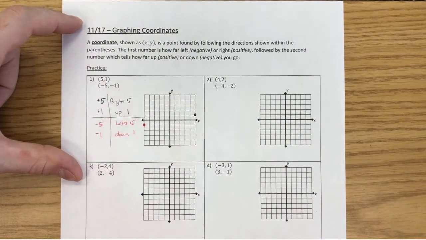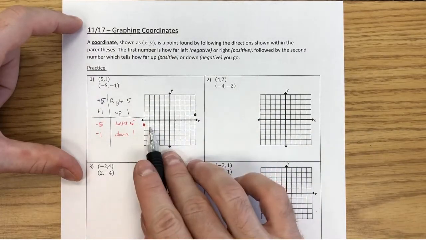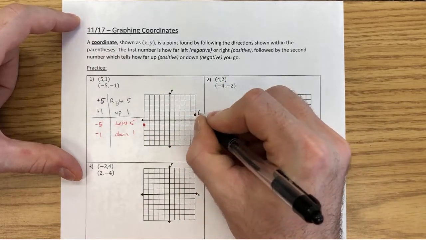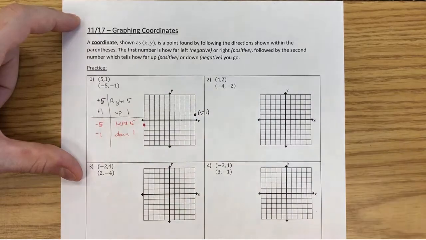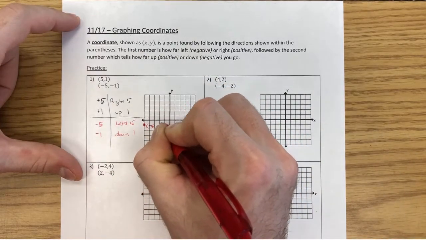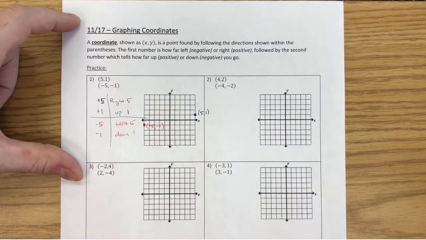Now, the only thing that we'll need to include, because I have more than one point on the graph, and whenever I have more than one of anything on a graph, I have to label it. So I'm going to label this one as (5, 1), and I'm going to label this one as (negative 5, negative 1). There we go. And that's that.